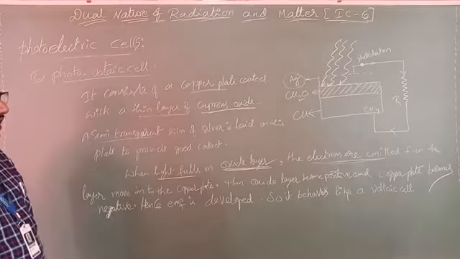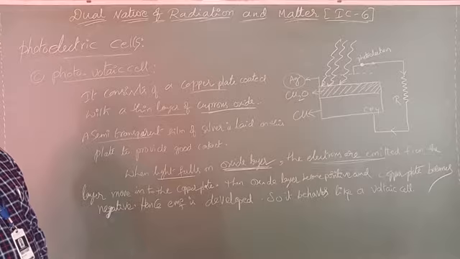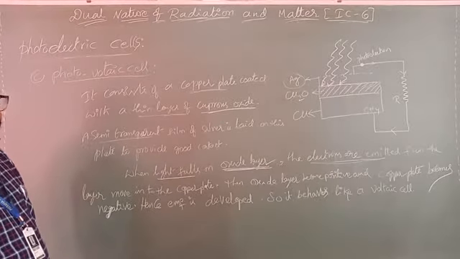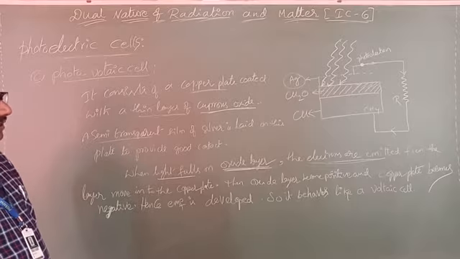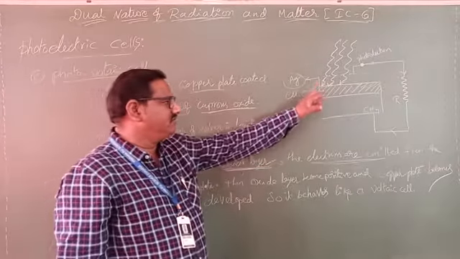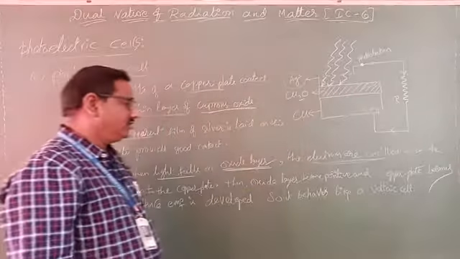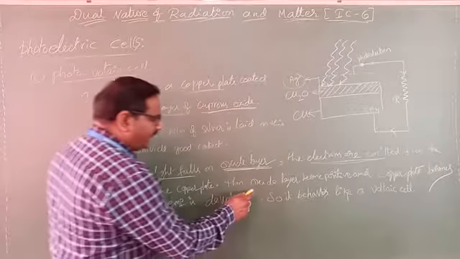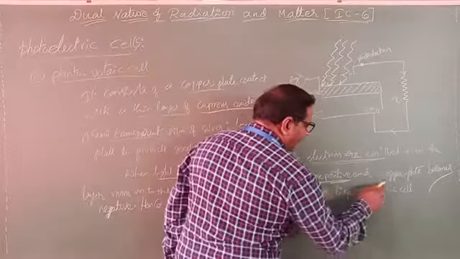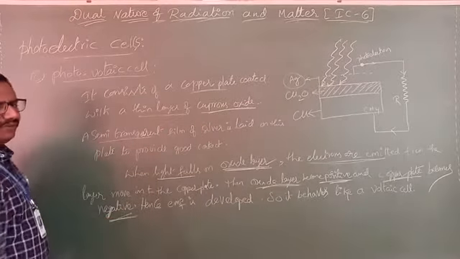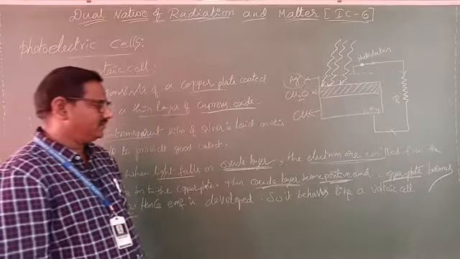Then the oxide layer becomes positive and the copper plate becomes negative. Do you understand? One plate becomes positive and the other becomes negative. Only here they give that. The oxide layer becomes positive and the copper plate becomes negative, so an EMF will be developed in that circuit.